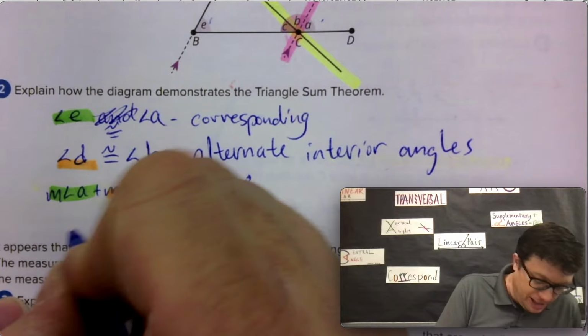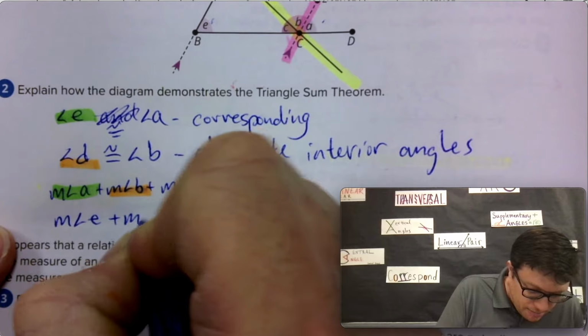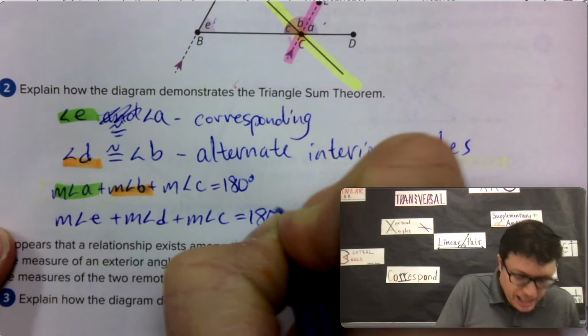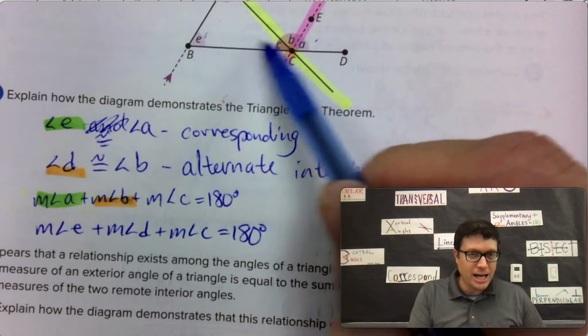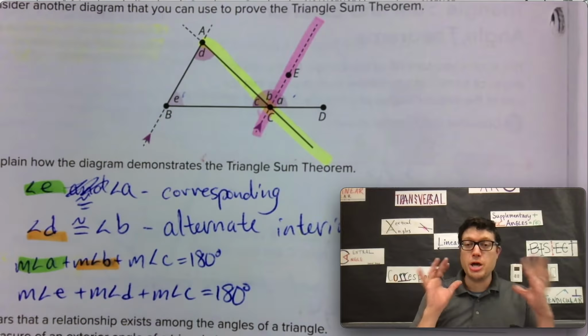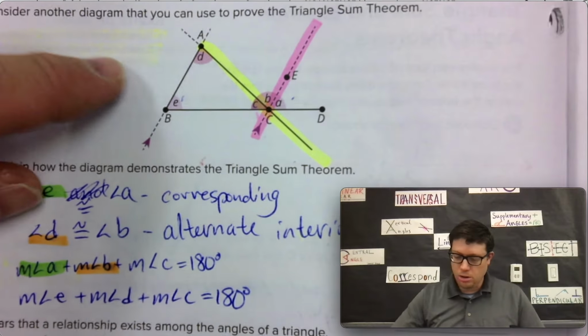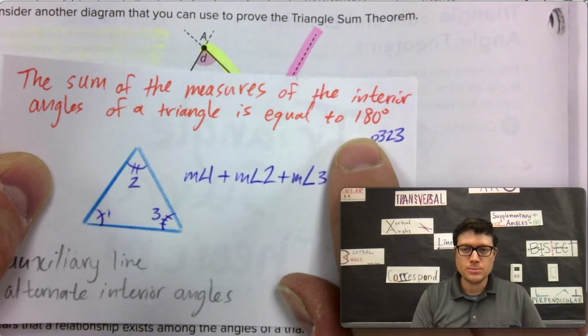Okay, you didn't pause, but that's all right. The measure of angle E plus the measure of angle D plus the measure of angle C equals 180. And if you look at the diagram, E, D, and C are the inside angles of the triangle, which therefore means the interior angles of a triangle sum to 180 degrees.